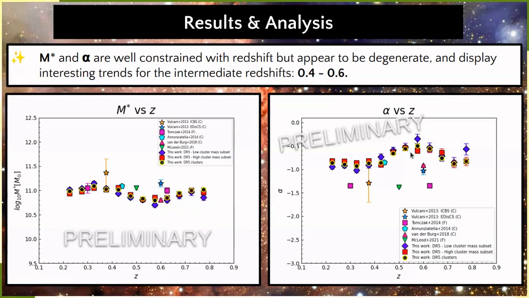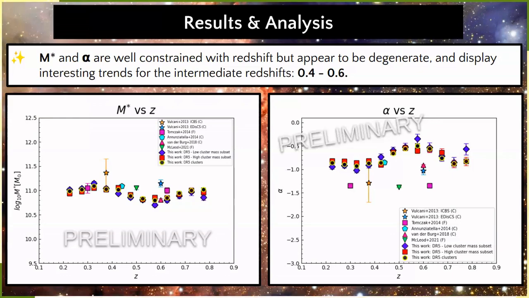Usually a shallower slope and a high M star value indicate a dominance of high mass or passive galaxies in the SMF. However, here we observe decreased values of M star, but we are still seeing flatter values of alpha. So clearly, whatever is driving the trend in M star is driving the trend in alpha. This points to some degeneracy, that M star and alpha are dependent on one another.